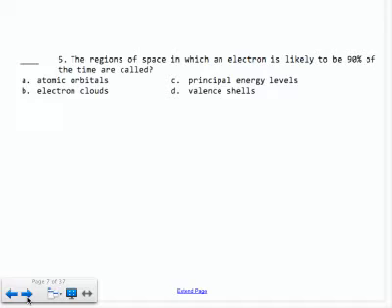The regions of space in which an electron is likely to be 90% of the time are called atomic orbitals. Those are the regions in space where we think the electron will be most of the time. Not all the time, but most of the time. Electron clouds are something we haven't talked about yet. Principal energy levels are the main energy levels. They're not orbitals. And the valence shell is just the outermost orbitals. The answer is A, atomic orbitals.